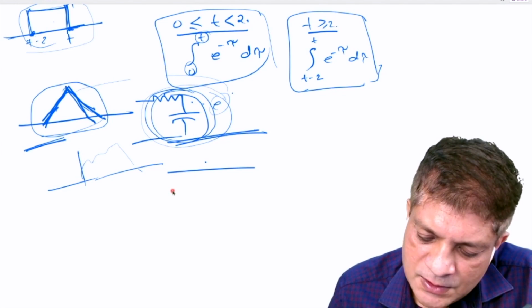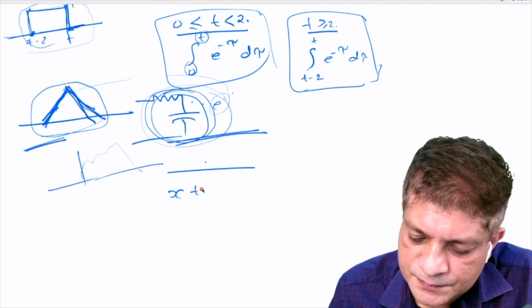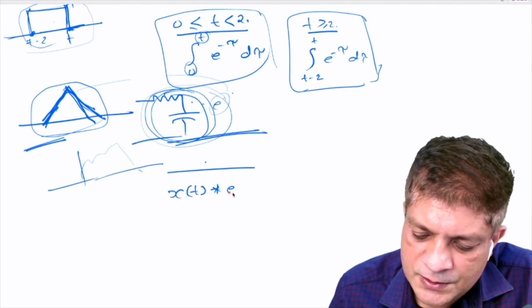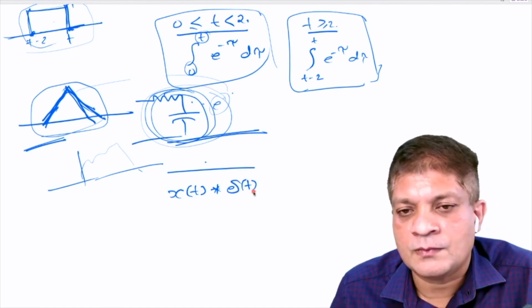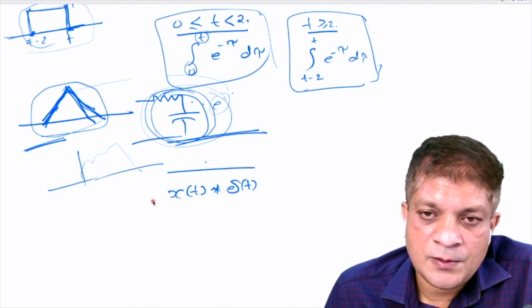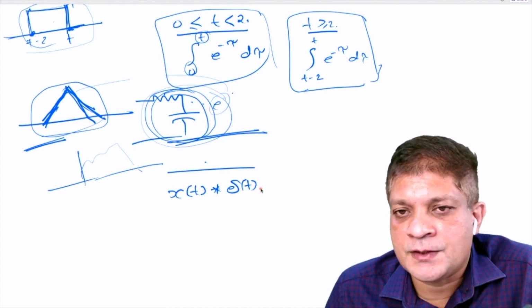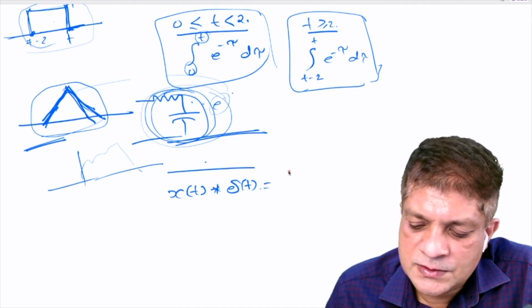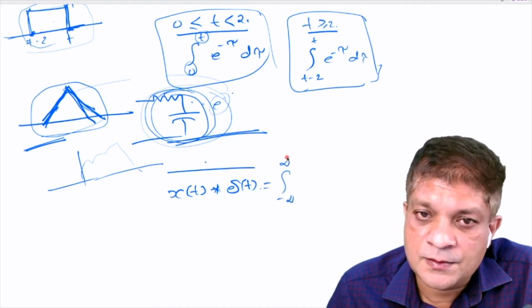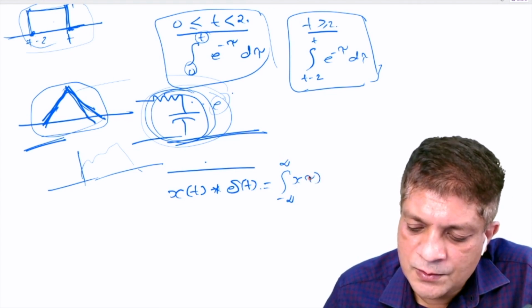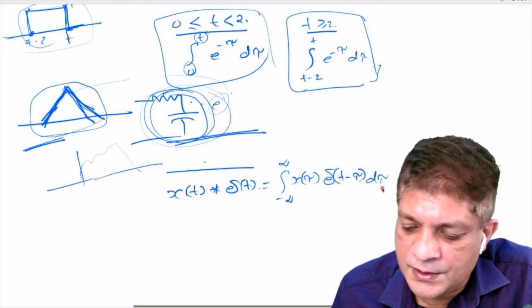The first property is that we have already seen this. What is x(t) convolution delta(t)? If we convolve any signal with the delta function, what is this integral? Integral from minus infinity to infinity x(tau)... Is it this? This is the convolution integral.